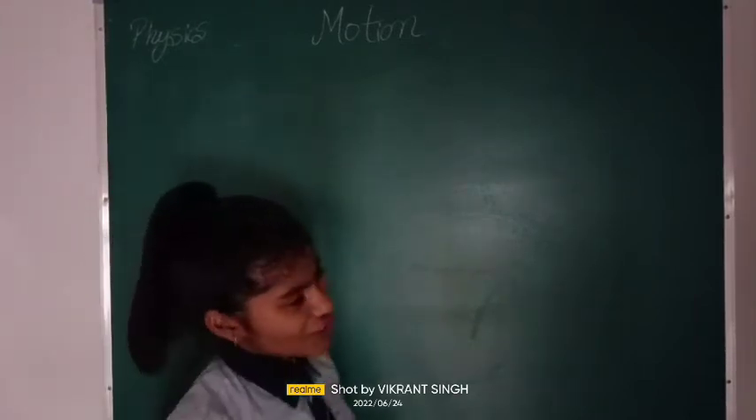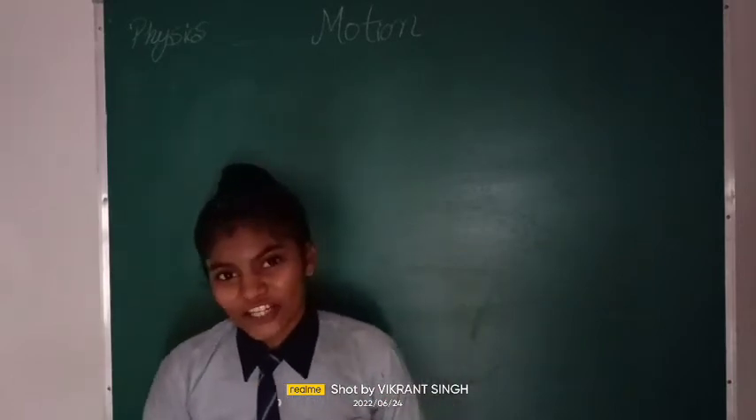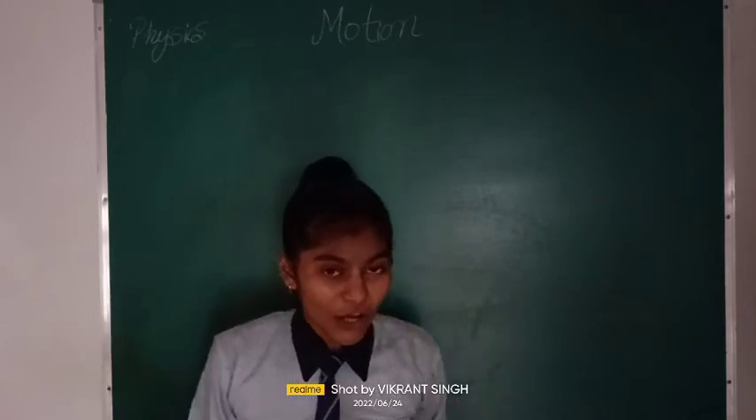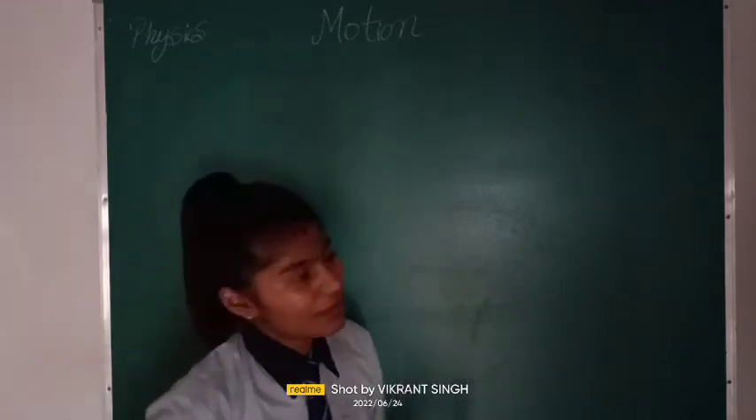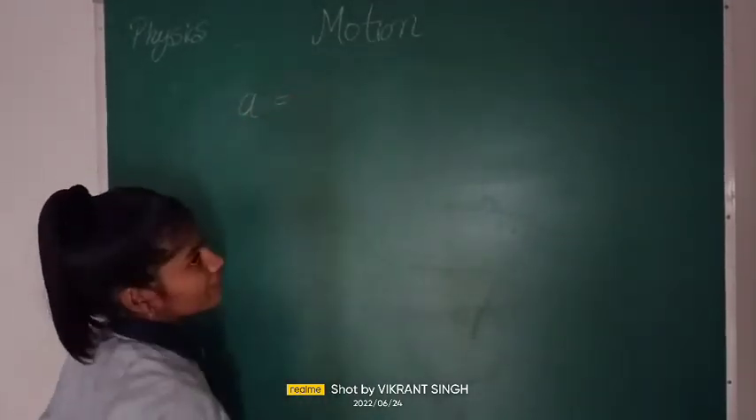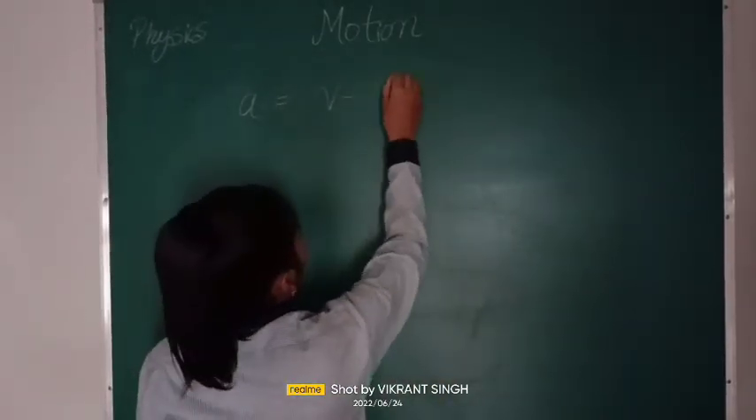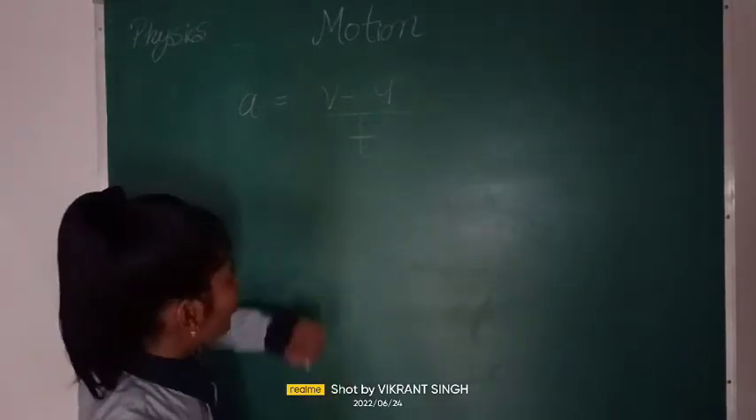So, equations of motion. Firstly, tell me what is acceleration? I just told you. Acceleration is the rate of change of velocity. For rate, it's upon time, meaning change in velocity upon time. Very good. Now acceleration means a is equal to final velocity, which is v, minus initial velocity, which is u, upon time t. This is v minus u upon t.